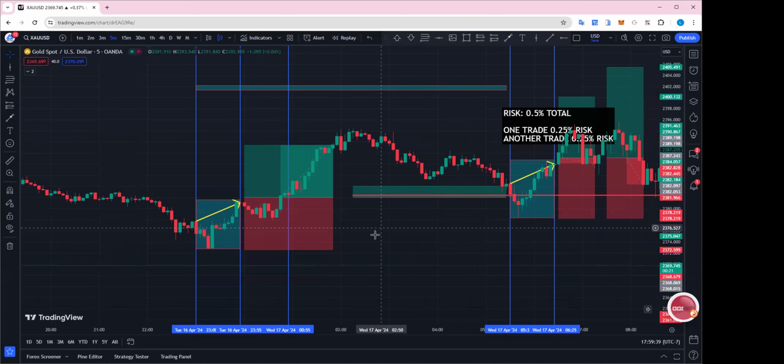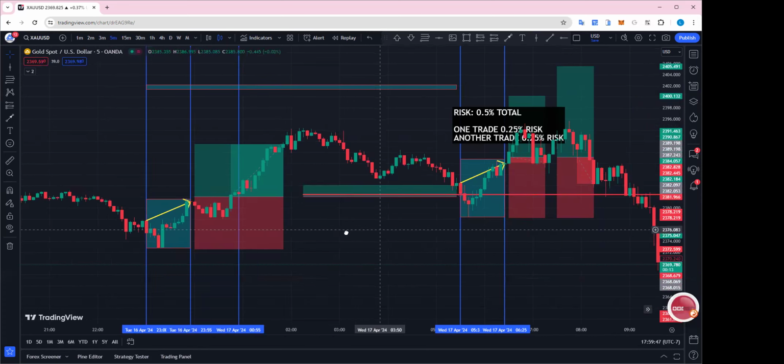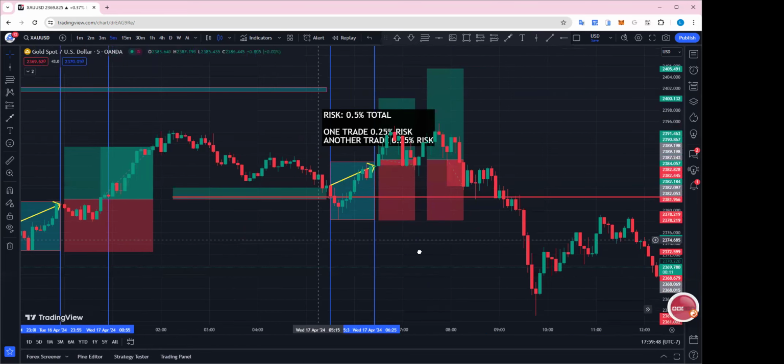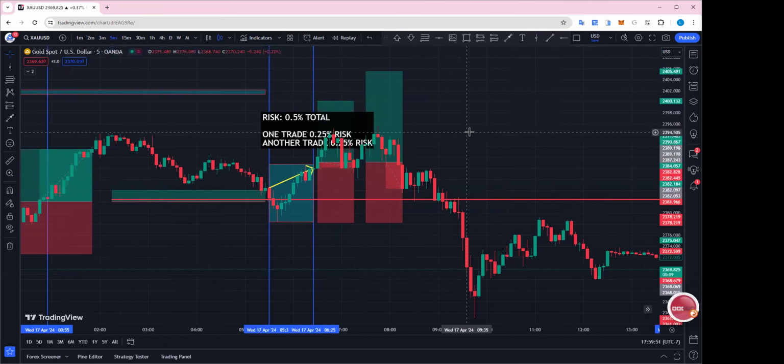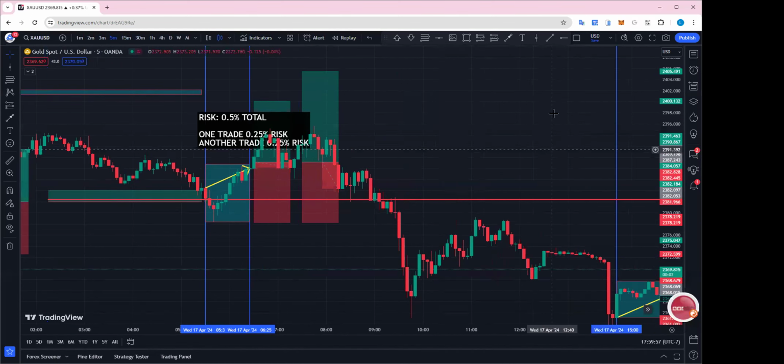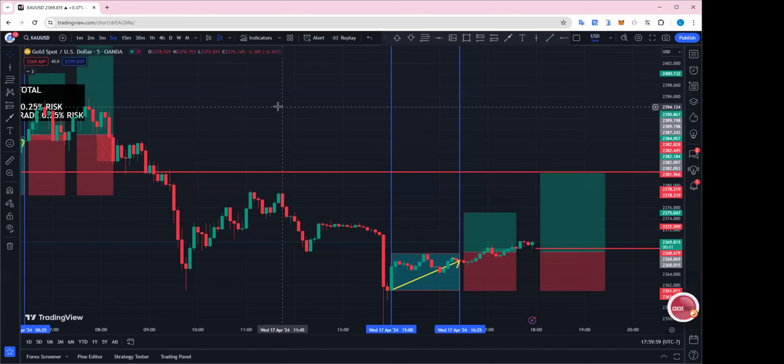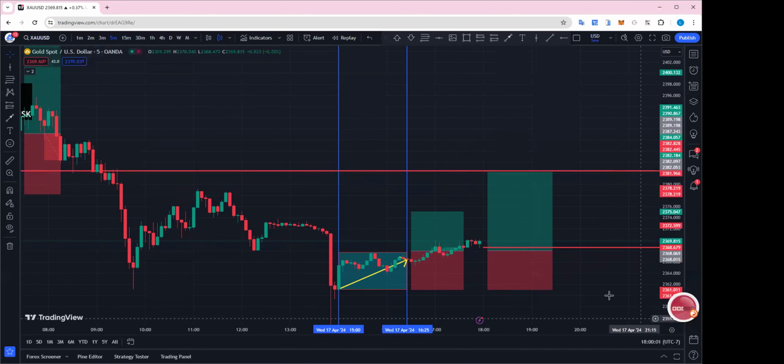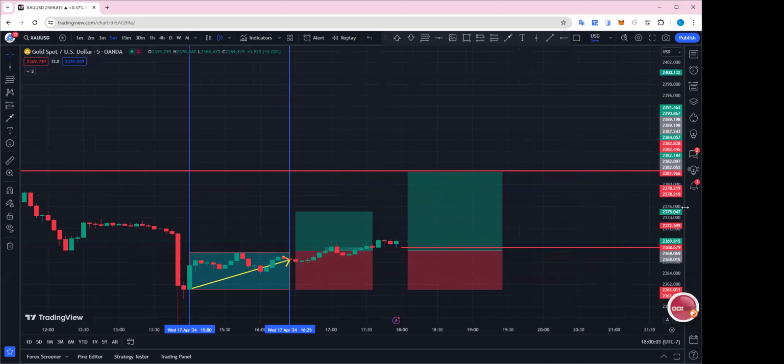And I like to combine the two of them. When I lose in one, I take the entry on the other one. And I'm going to teach you how to do that. So for now, I want you to understand what it is, the pre-kill zone, and to take your entries applying the risk management. That is very important.